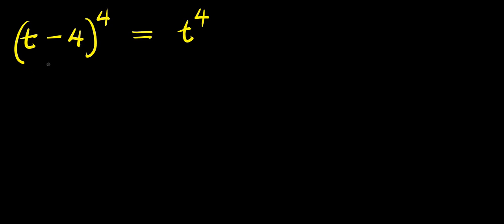Hello, we have this Olympiad's exponential problem. We have (t minus 4) raised to the power of 4 equals t raised to the power of 4. And we are going to solve for all the values of t.